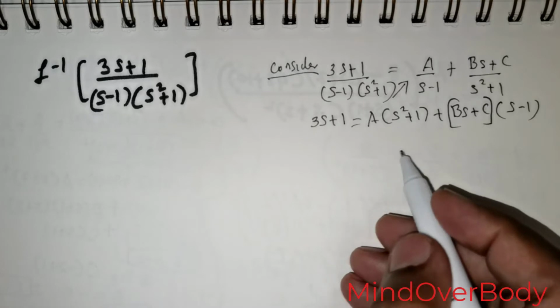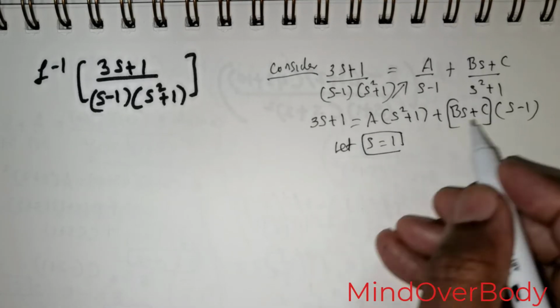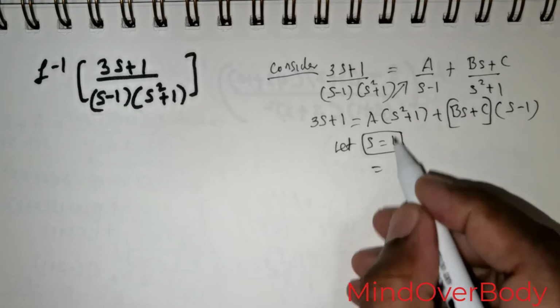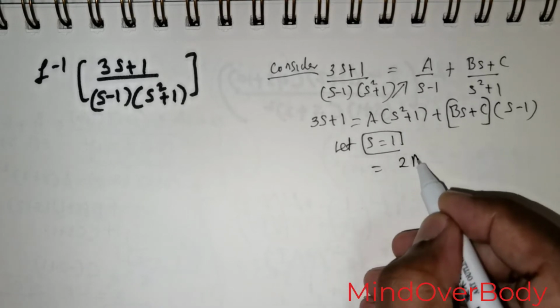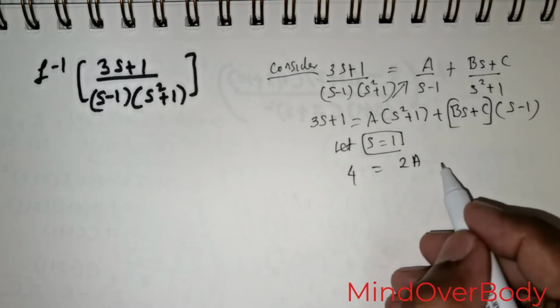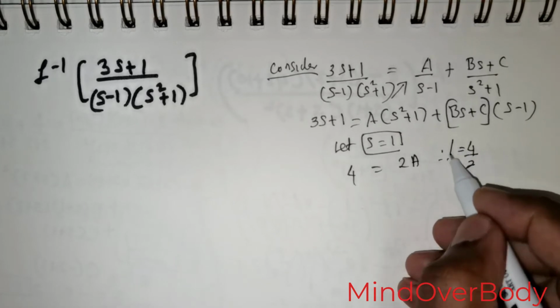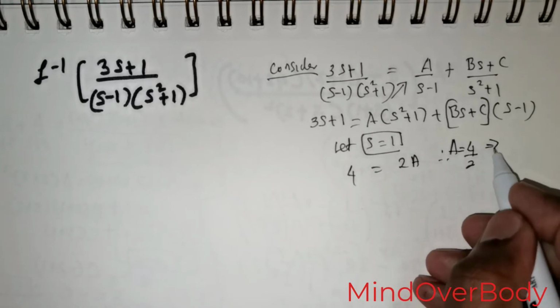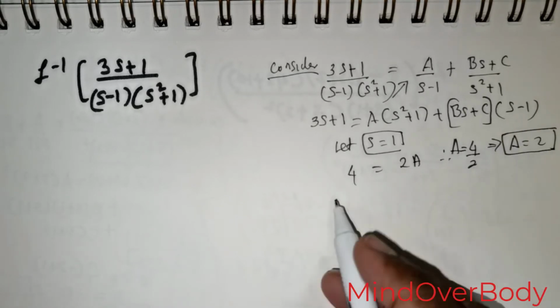Now first what I will do is let s be equal to 1. When I do that, this vanishes, so this would give me 1 squared, that's 1 positive 1 is going to be 2 times a. s is equal to 1, so 3 positive 1 will give me 4, therefore I get 4 over 2, and this would mean a is equal to 2. So I got the first value of a.